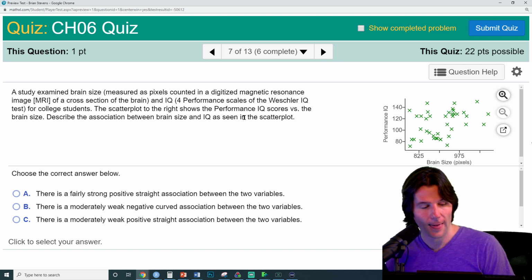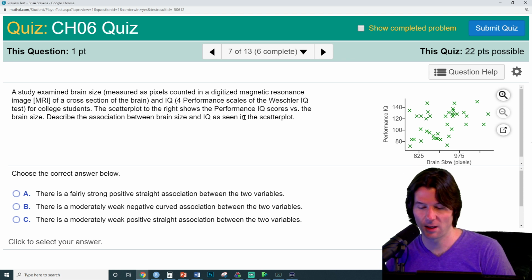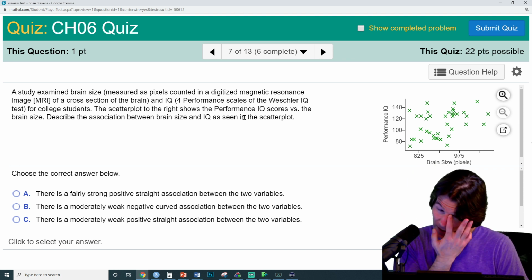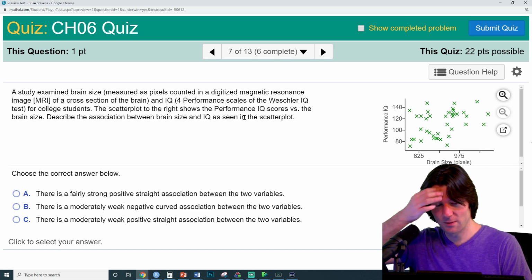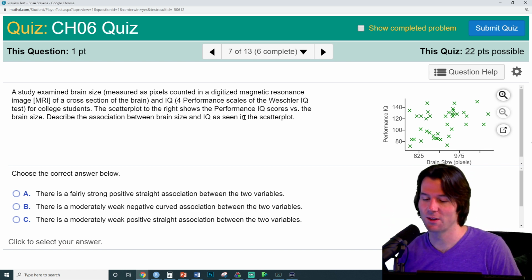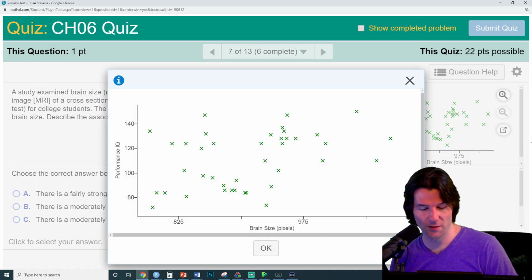You got it. A study examined brain size, measuring pixels in digitized magnetic resonance MRI images of a cross-section of the brain, and IQ, using four performance scales of the Wechsler IQ test for college students. The scatterplots to the right show the performance IQ scores versus the brain size. Describe the association. I mean, if it is there, it's very weak.